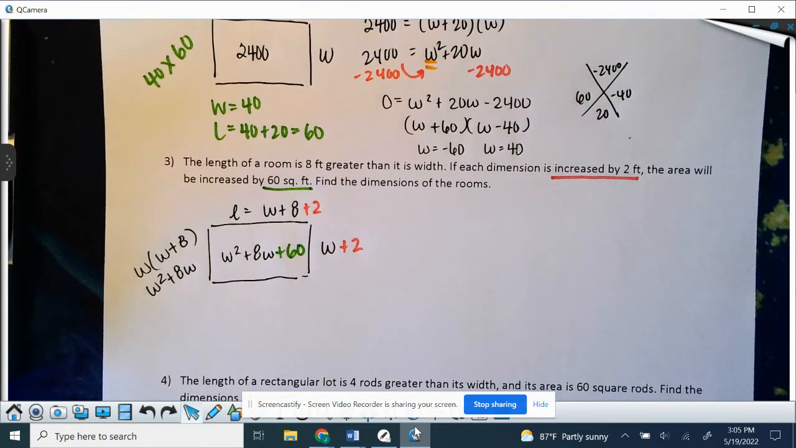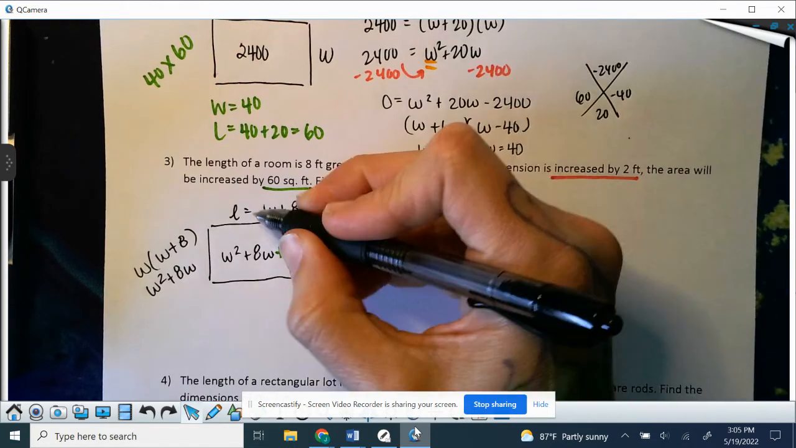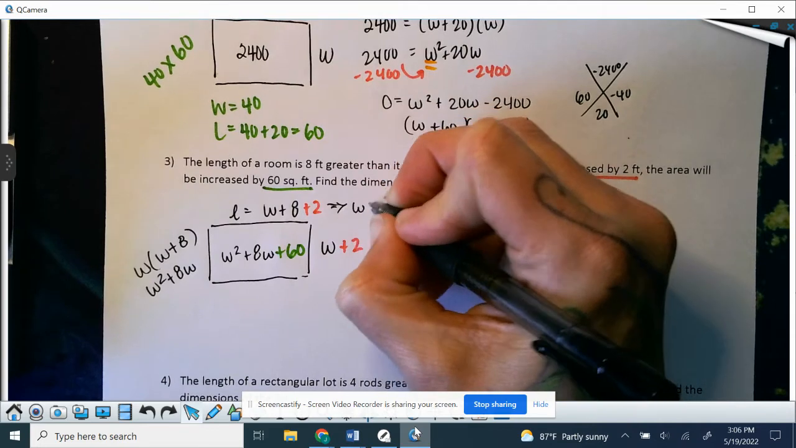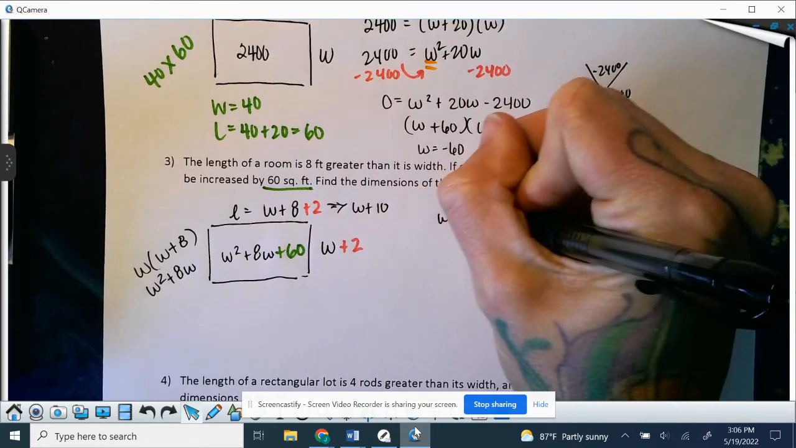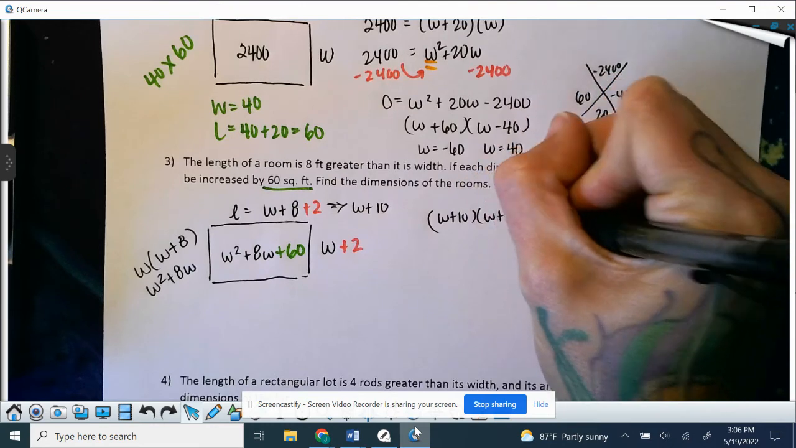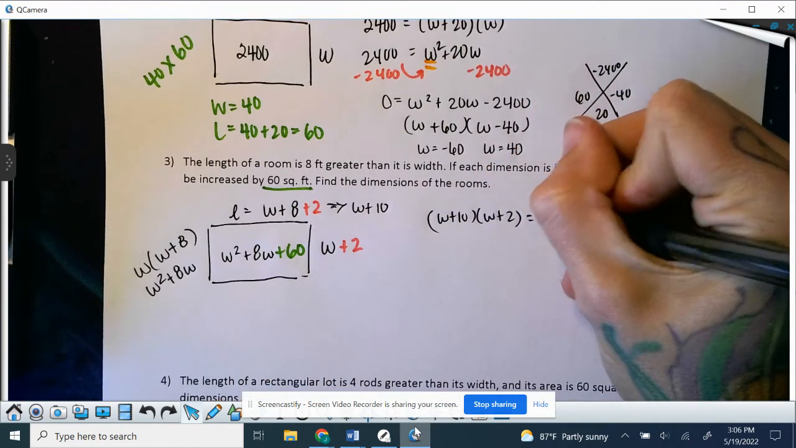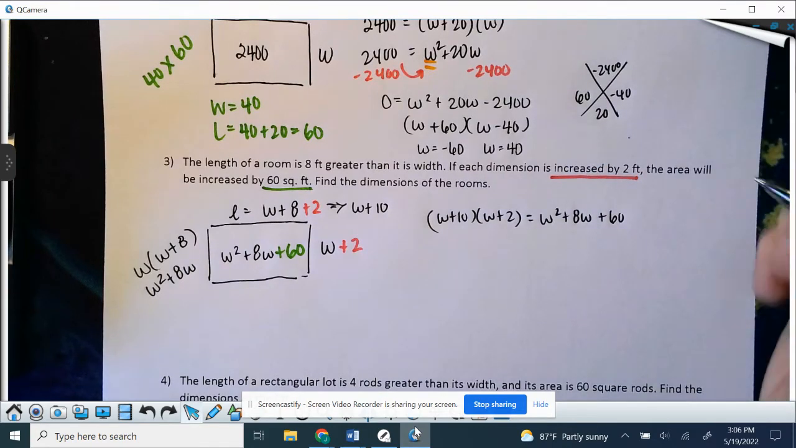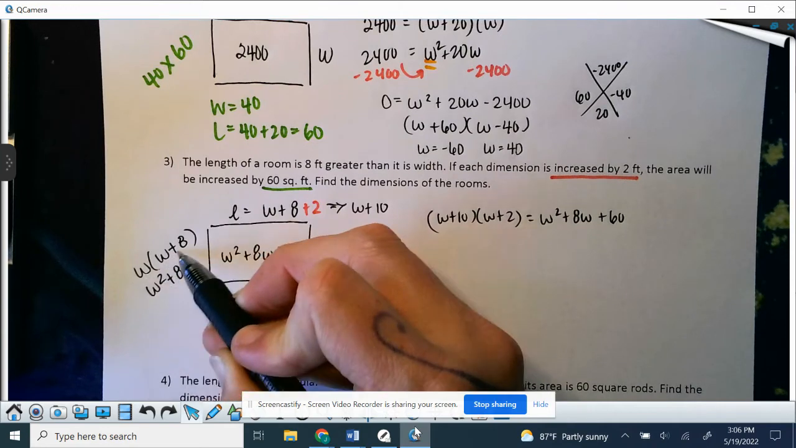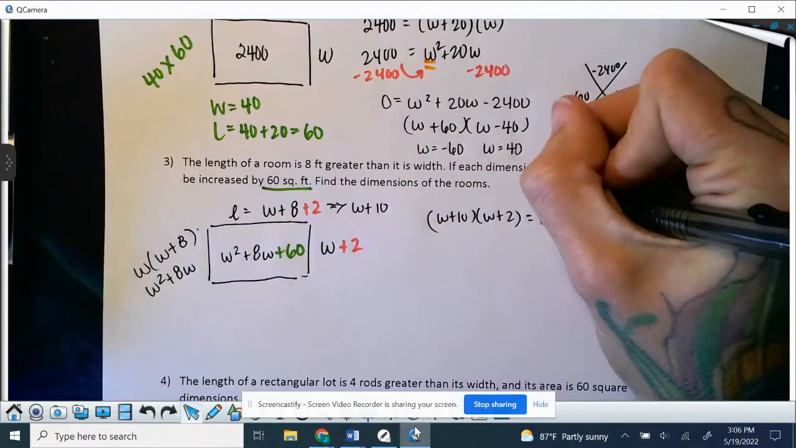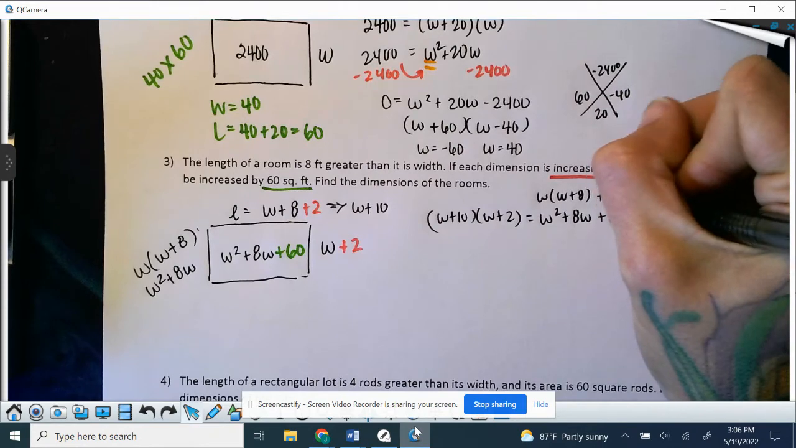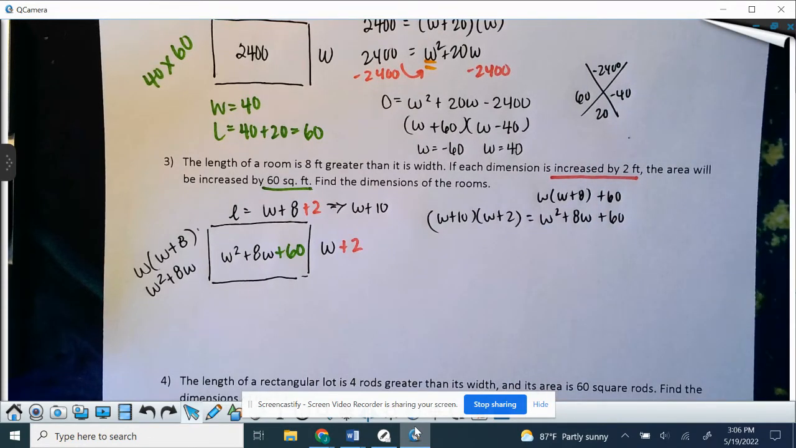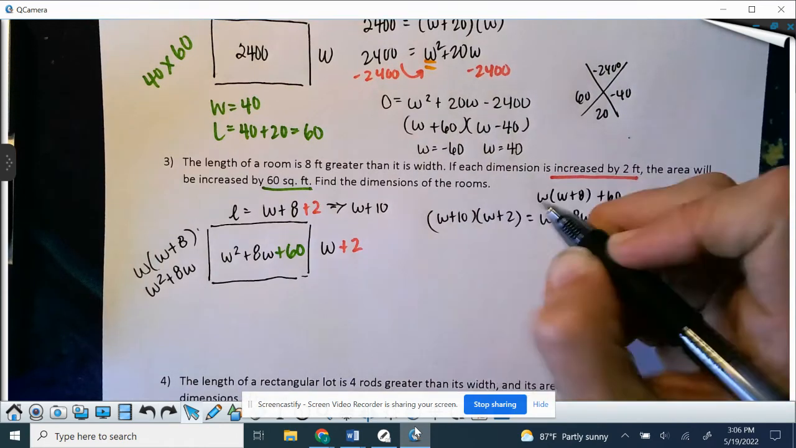Now from this, we have to find the dimensions of the rooms. It says rooms, so we're going to do both. But we're going to use what we have here. So this, if we clean it up, is W plus 10 times W plus 2, which is going to equal W squared plus 8W plus 60. Now, you could probably write it this way and then just add 60 at the end, so W times W plus 8 plus 60 here, and then we could use our calculator again without having to do much work. But we're going to work it out this way first, just for practice.